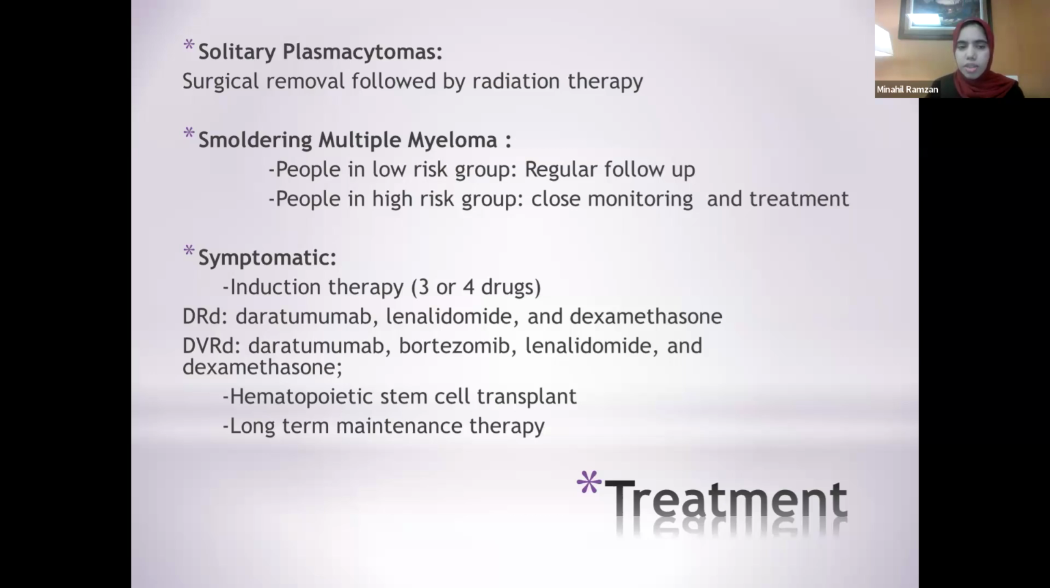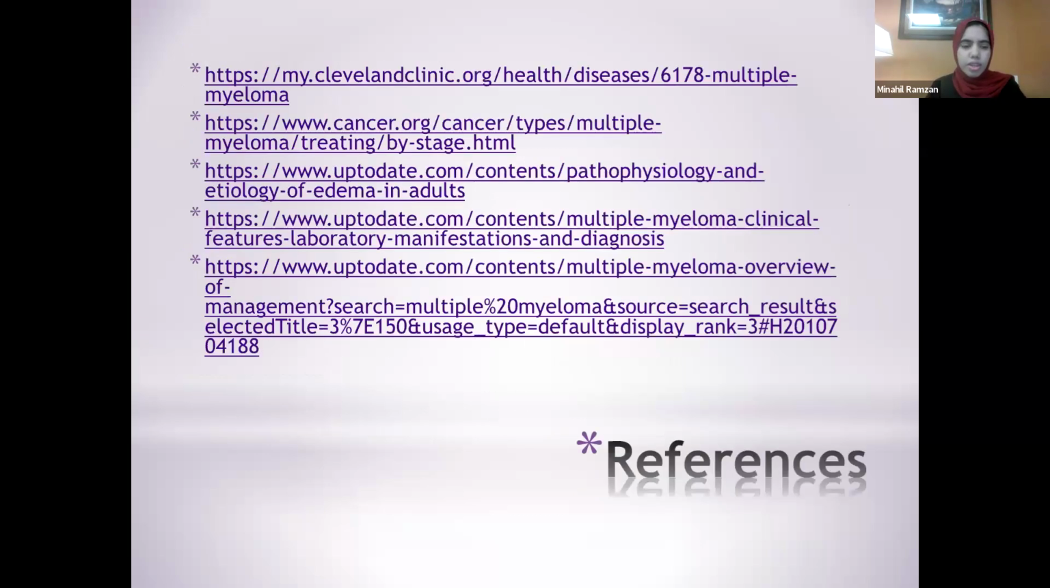And if the patient is symptomatic, then we have to give the first induction therapy that includes 3 or 4 chemo drugs, like DRD, and then we give DVRD or other combinations. And if the patient is still not cured, we have to move towards hematopoietic stem cell transplant. After that, we move towards long-term maintenance therapy. So these are the references which I used. If you have any questions, please feel free to ask in the chat.